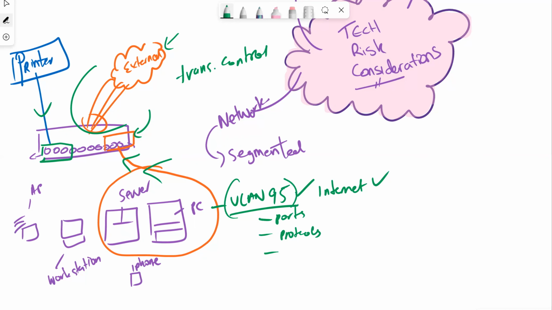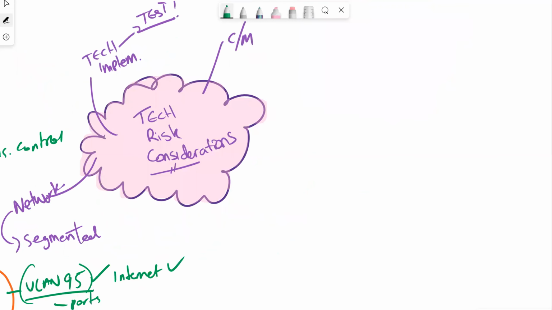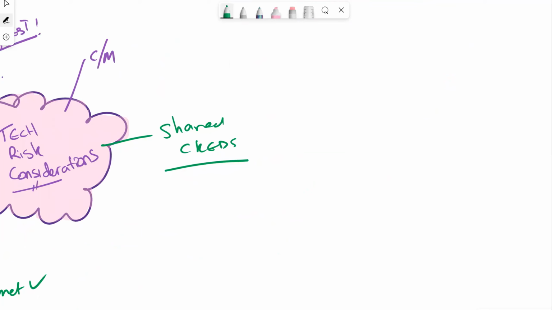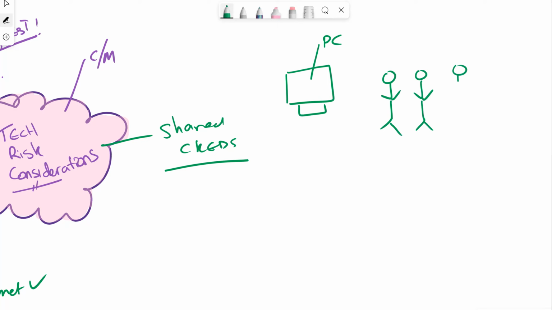The other thing here on technical risk and considerations is something around shared credentials. Now, not too long ago, I was working in a law firm, and it became obvious to me, about a couple of days after I had started doing some consulting there, that the users had a single PC, and I just drew a PC here. We had 10 people, and I'll just draw 3 here, and this is obviously not to scale, and then times that to get 10 people.